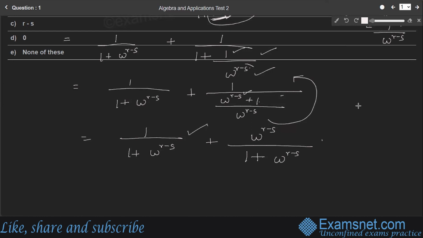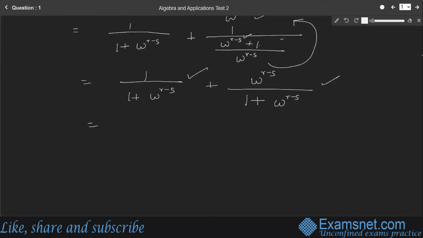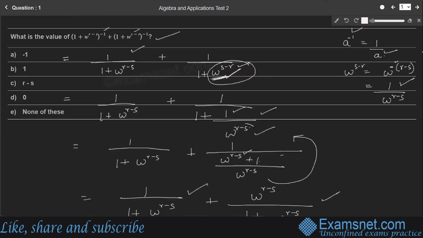Now consider the first and second terms, in which the denominators are the same, therefore the LCM is the same, right? So 1 plus w raised to r minus s, and the numerator becomes 1 plus w raised to r minus s, right? So we can cancel both numerator and denominator, and the answer is 1. So the given expression is equal to 1. So look at the options. Option B is the right answer.